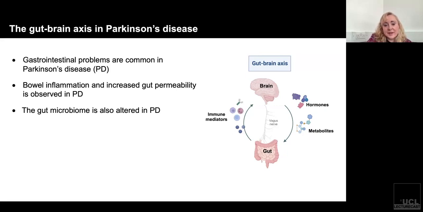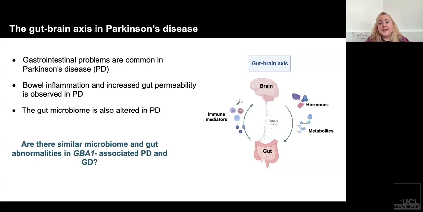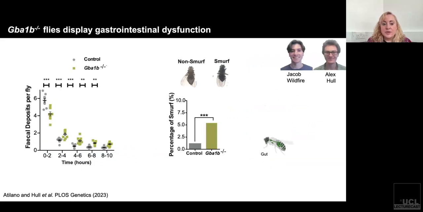The question, obviously, that we were interested in is, does the gut and its microbiome play a role in GBA1-associated neurodegeneration? And so to study this, we turned our attention to the gut of GBA knockout flies. So one of the first things we did was to look at intestinal transit. So we counted the number of fecal deposits produced by the flies after a meal.